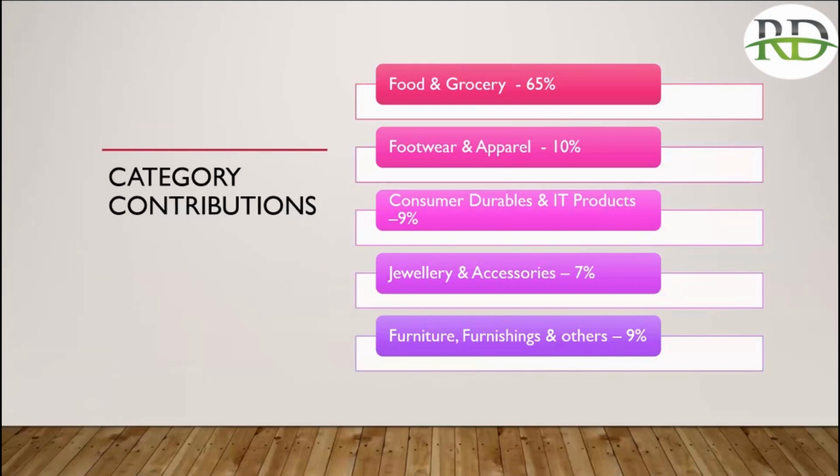Because you're all from the agri industry, I want to tell you the distribution of all the categories in India. Food and grocery contributes 65%. The major chunk of the business in India is food and grocery, 65%. Others come later: footwear, apparel, consumer durables, jewelry, furniture, all of that. But predominantly food is the major retail contributor.